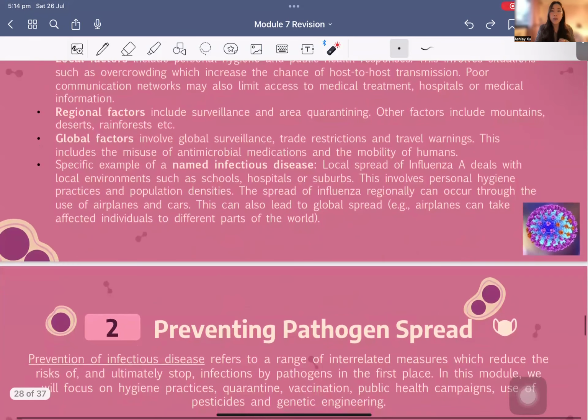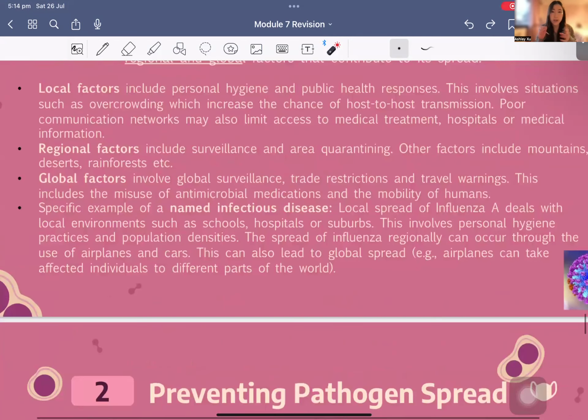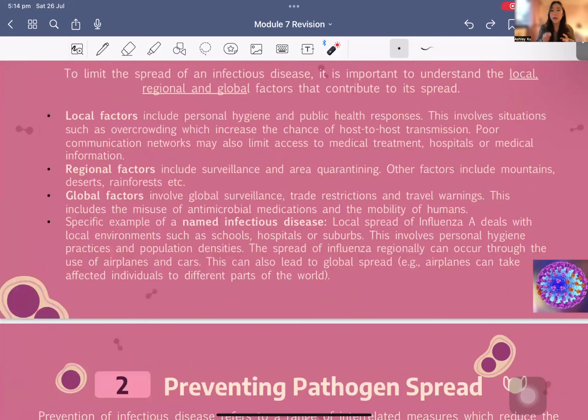Let's go through a specific example just so you understand this a little bit better. Local spread of influenza, the very common flu, deals with local environments such as schools, hospitals, and suburbs, so making sure that it doesn't spread beyond those areas. Schools and hospitals are very common sites for transmission, especially preschools and kindergarten. You probably got sick like every week because kids are dirty and they don't keep their personal hygiene very well.